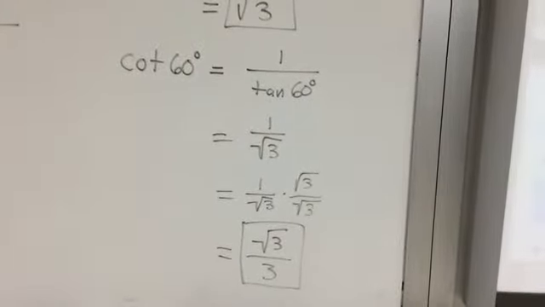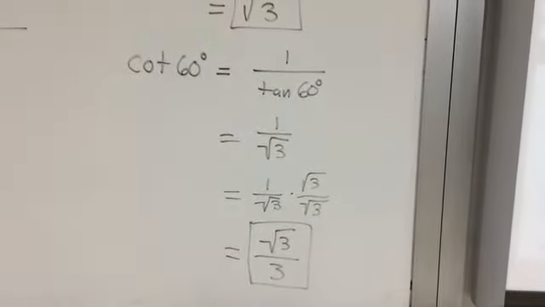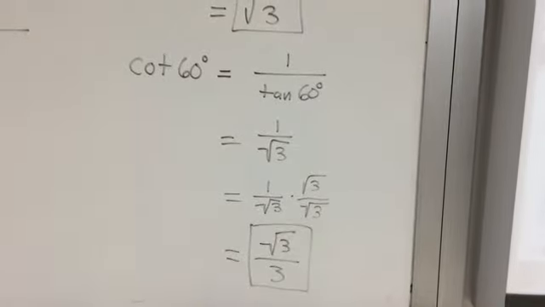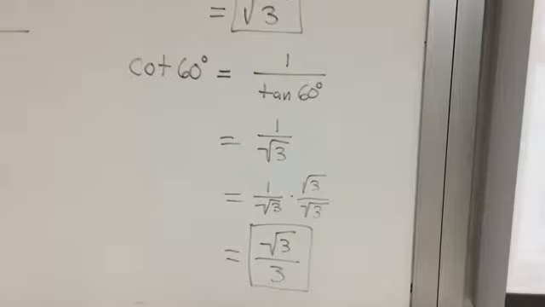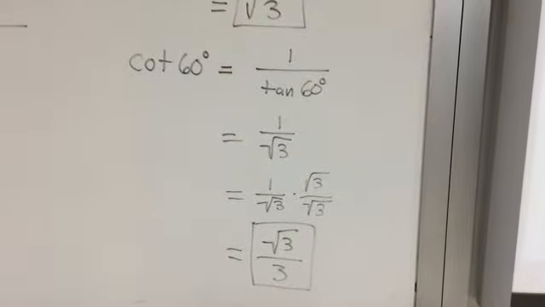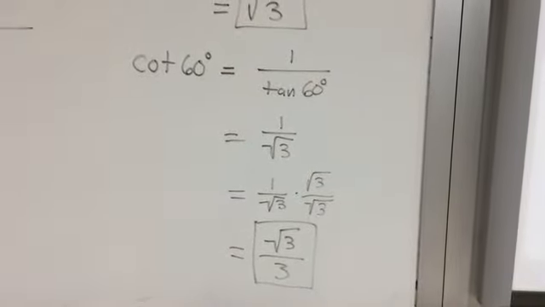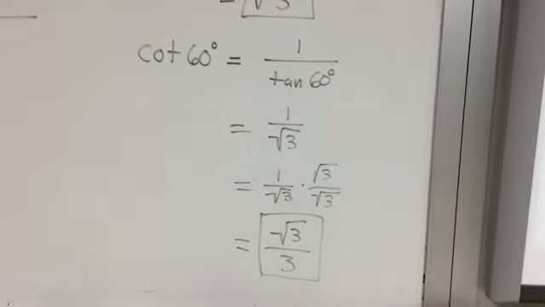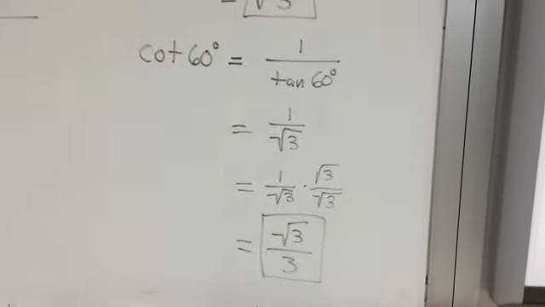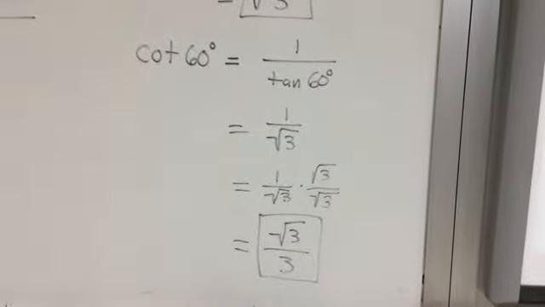The cotangent of 60 degrees is the reciprocal of tangent 60 degrees. If we take 1 divided by tangent 60 degrees, the result from the previous problem, we have 1 divided by the square root of 3. Since we must rationalize the denominator, we multiply top and bottom by square root of 3, and we get the result square root of 3 divided by 3.